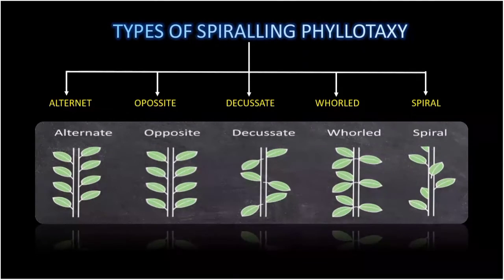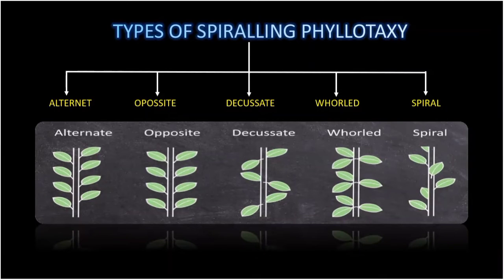There are 5 types of spiraling phyllotaxy discussed in these slides. They are alternate, opposite, decussate, whorl, and spiral phyllotaxy. In alternate phyllotaxy, a single leaf arises from the node of a branch. This type of phyllotaxy is observed in sunflower, mustard, and peepal trees.